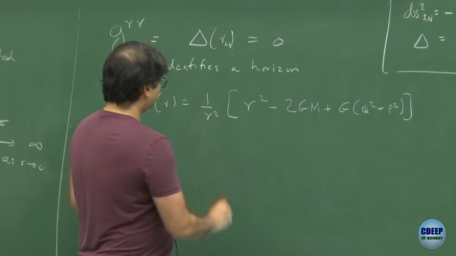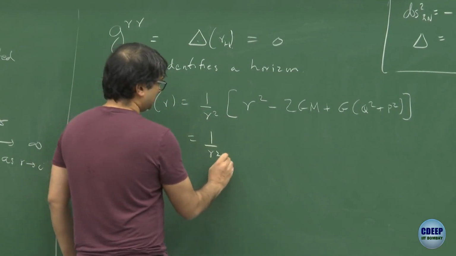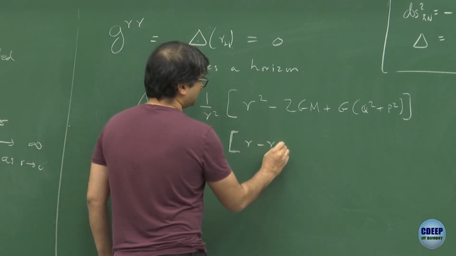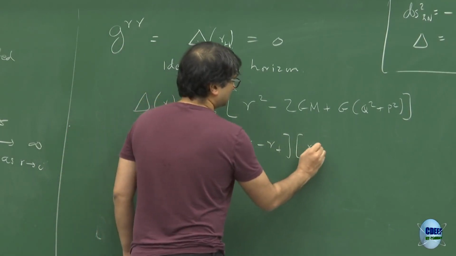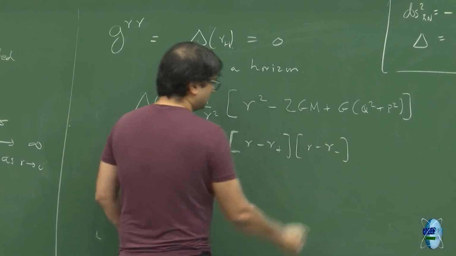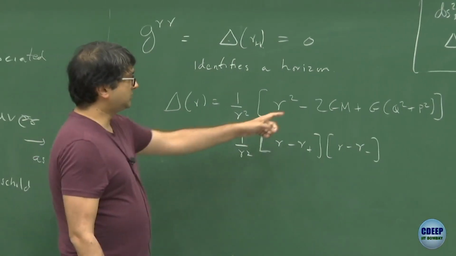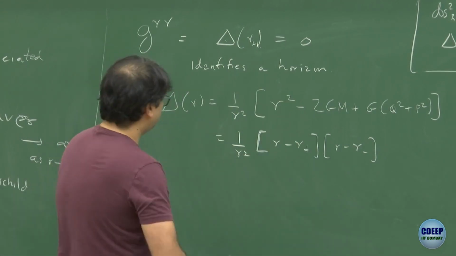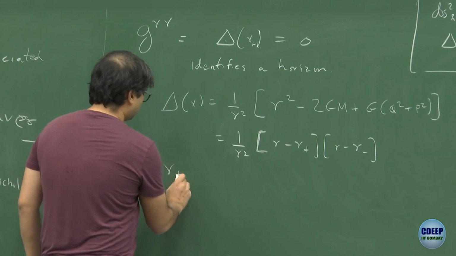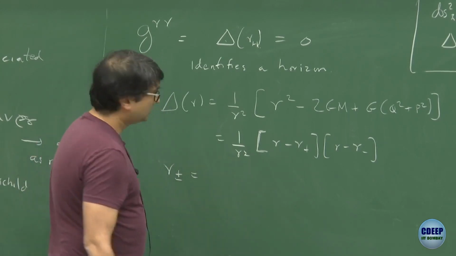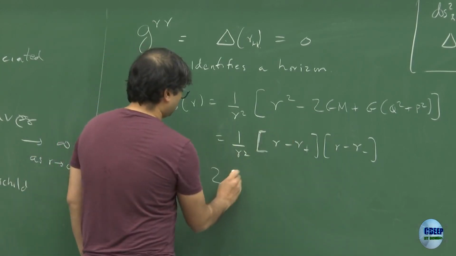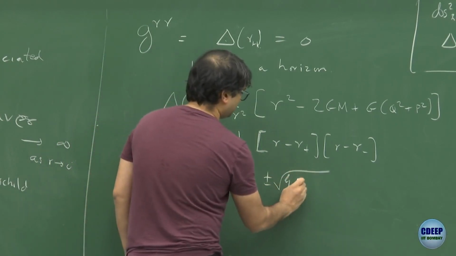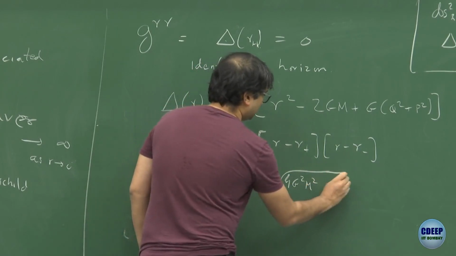And since this is a quadratic, it can be written as a product of roots, (r minus r plus) into (r minus r minus). And these roots are real, provided that the discriminant of this quadratic is positive. So let's write down what r plus and r minus are. We can just look at it here, we apply the quadratic formula, b plus minus square root of b squared minus 4ac.